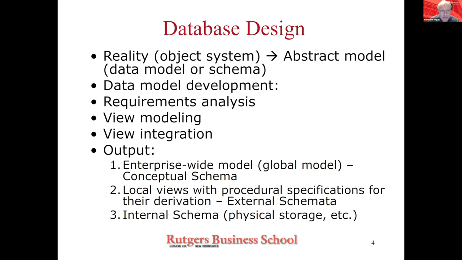Now, you see here certain steps that people usually go through when they start developing models like that. One is requirements analysis, then we'll talk about the so-called view modeling and view integration. We'll talk about local views, which people in different business silos, business domains see and need to operate, and how all this integrates into the so-called conceptual schema, which is the enterprise-wide, global model, which integrates all of that.